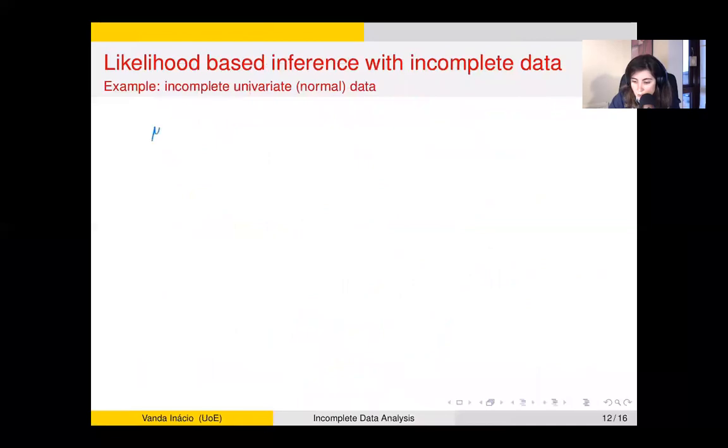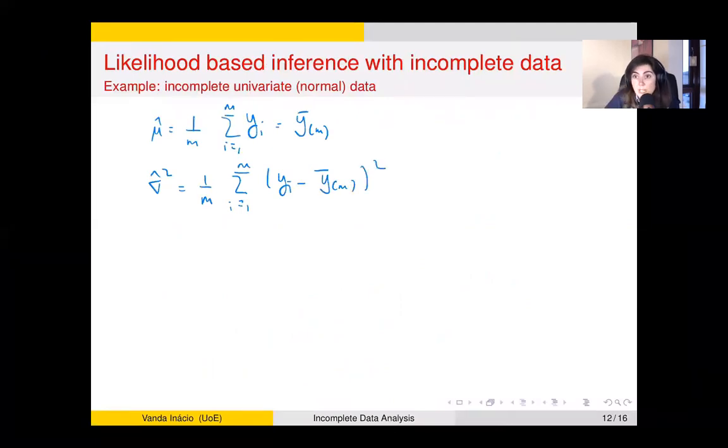I know that mu will be based on the available observations, the estimate of mu, and then also the estimate of sigma square, and it's this. And a remark, this is just to warm up, okay?